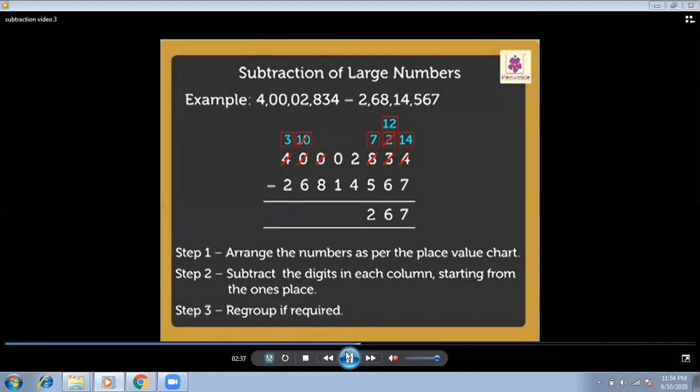In this way. Look, it becomes 10 and now 1 is given to it. It becomes 12. Now 12 minus 4 is 8. 9 minus 1 is 8. 9 minus 8 is 1. 9 minus 6 is 3. And 3 minus 2 is equal to 1. So this is your final answer, or we can say that this is the difference. Minuend, subtrahend, and the answer is the difference. 1 crore 31 lakh 88,267 is your answer.